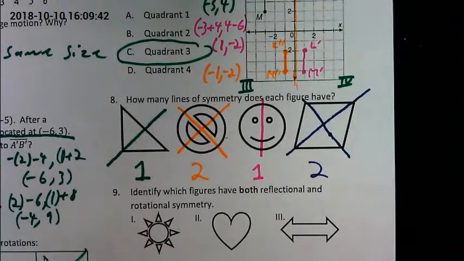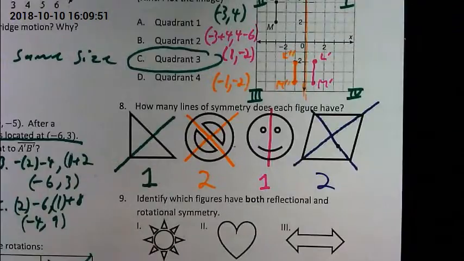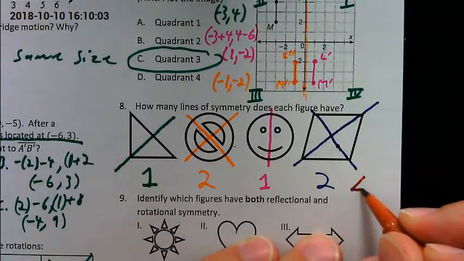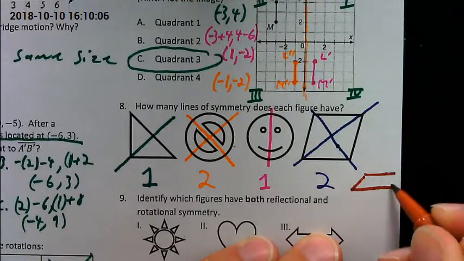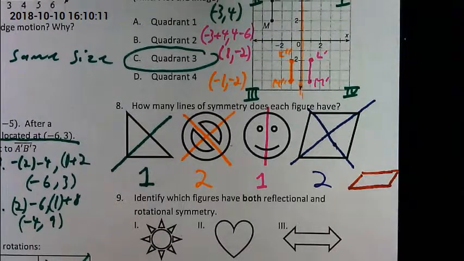If this was a parallelogram, would it still have 2? So just a parallelogram, not a rhombus. No. So let me draw. I'll draw a parallelogram next to it here. Again, a rhombus is a type of parallelogram. But if it's a parallelogram that's not a rhombus, how many lines of symmetry does that one have? 0.